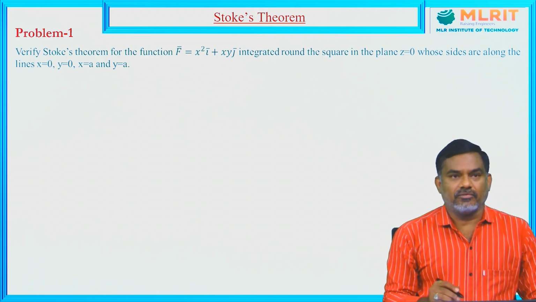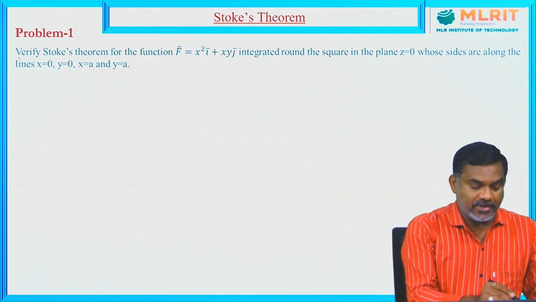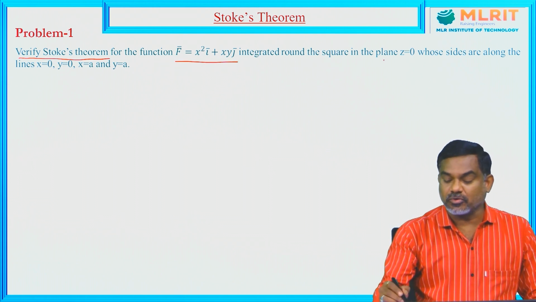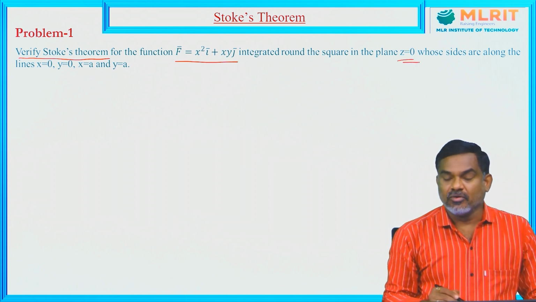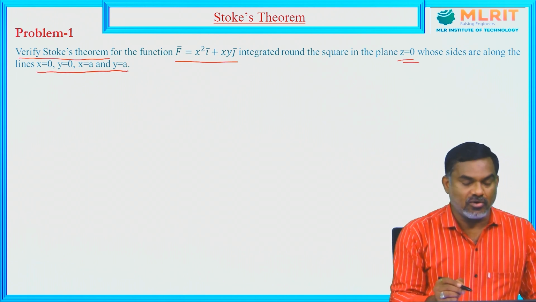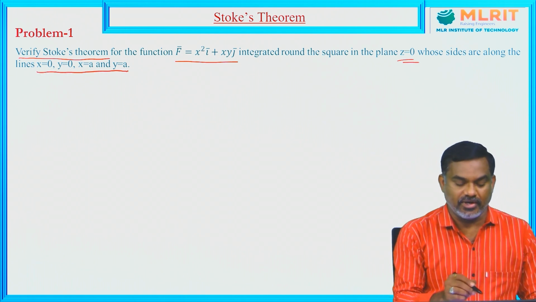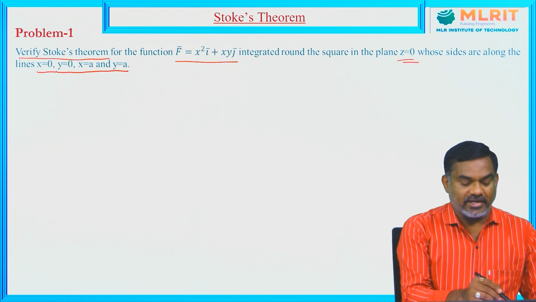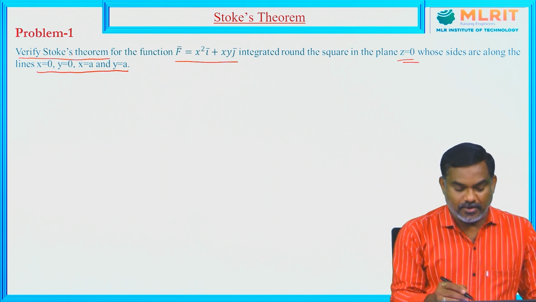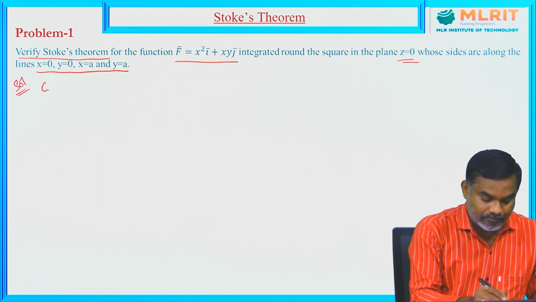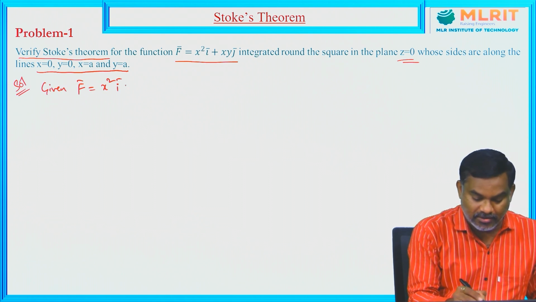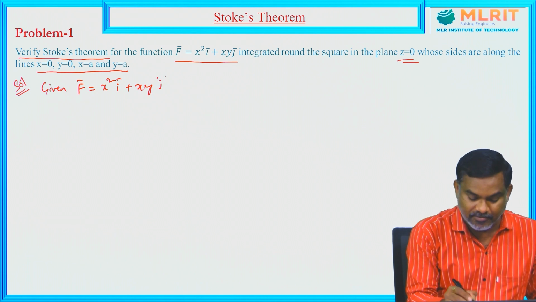Now let us solve one problem. Verify Stokes' theorem for the function f bar integrated round the square in the plane z equal to 0, whose sides are along the lines x equal to 0, y equal to 0, x equal to a, y equal to a. The lines are given. Now we need to verify Stokes' theorem for the given f bar. So given f bar equal to x square i bar plus xy j bar.